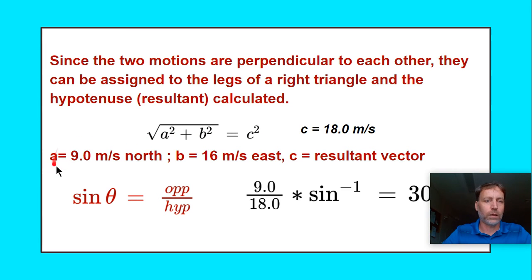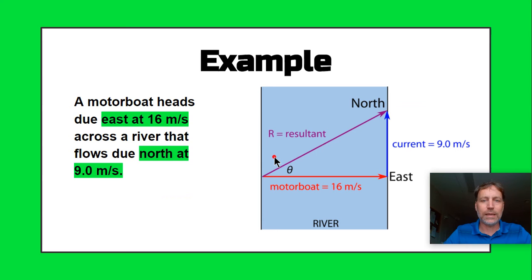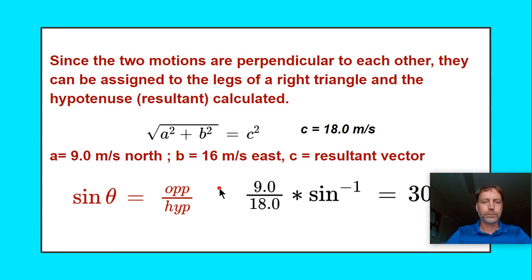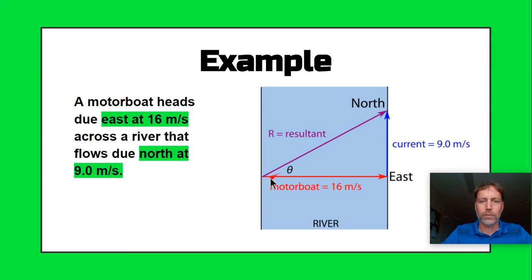So a is our 9 meters per second, our current, and 16 meters per second is the speed of our boat going east. So here's our b, which is the medium side. The short side is a, it's 9, and then the resultant is the hypotenuse, what we're trying to find. If we do a squared plus b squared equals c squared and take the square root of our answer, our resultant vector will be 18 meters per second. So even though we're going 16 meters per second here and 9 meters per second that direction, the resultant velocity will be 18 meters per second in this direction here.